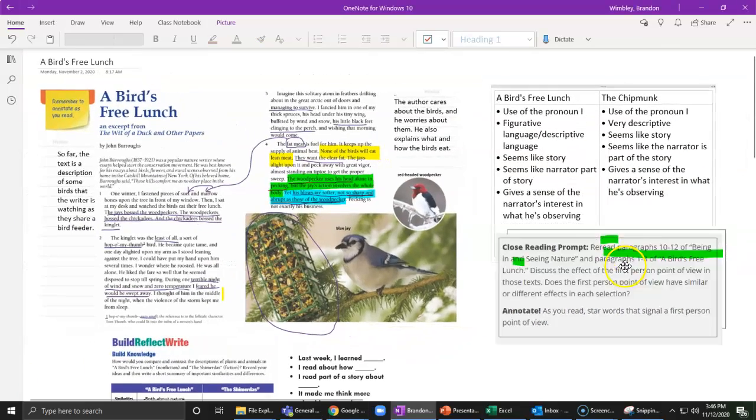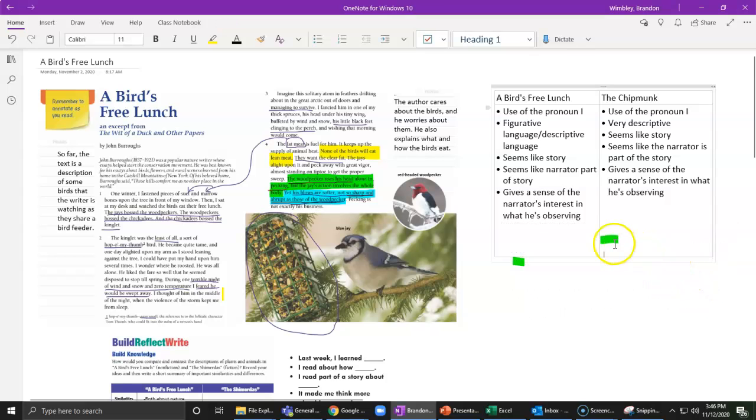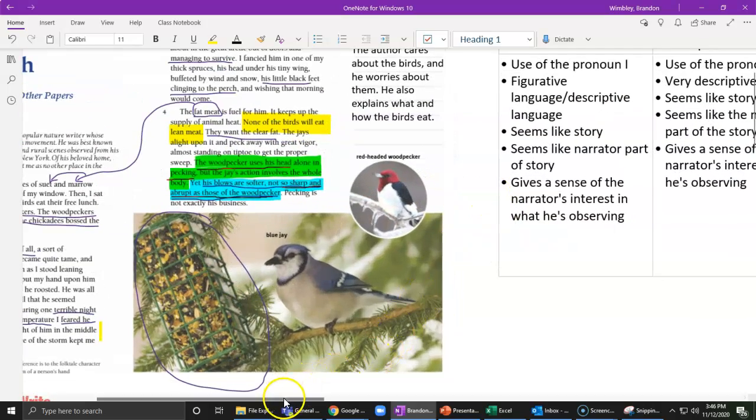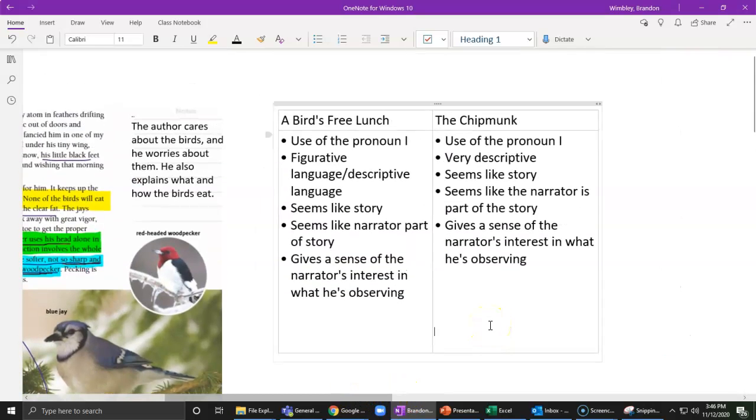It's really showing us that he's very concerned about these little animals. Remember, this one and the chipmunk were both written by John Burroughs. And that first person is showing us that he wasn't just someone who wrote about nature, but he deeply cared about it.